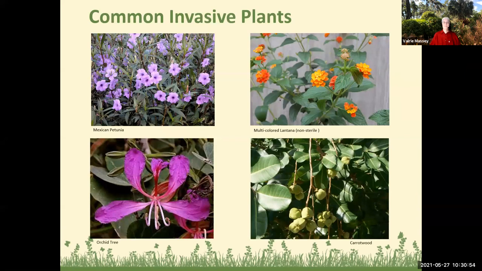Some common invasive plants that you will see are Mexican petunia and the multicolored lantana. Carrotwood can become a huge tree. So if you see it in a small form sprouting up somewhere in your landscape, take it out while you have the opportunity to do it easily. Orchid trees, again, are just a few of the many, many invasive plants.